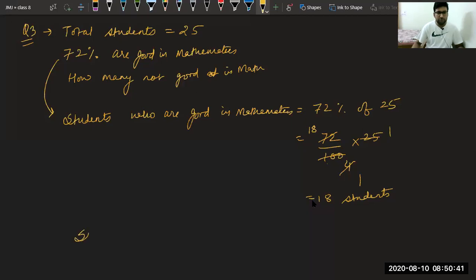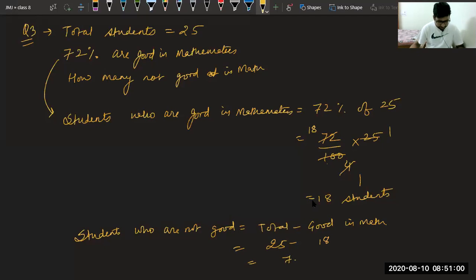So students who are not good in math will be given by total minus good in math students, which is 25 minus 18, and the answer is 7.